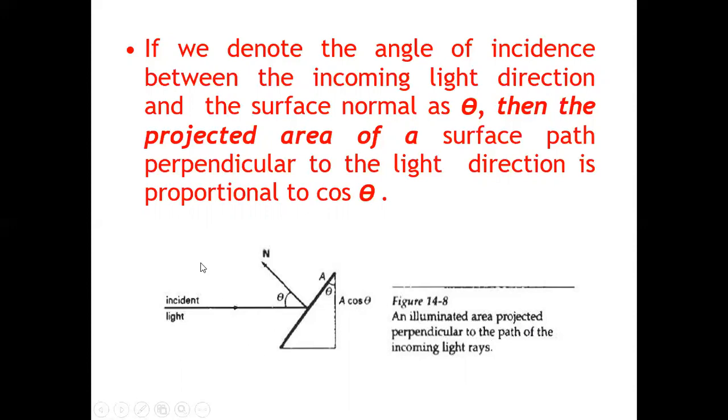An illuminated area is projected perpendicular to the path of the incoming light rays. The incident light is hitting an object, and we draw a normal at 90 degrees to that surface. We say the incident light makes an angle theta. Then the projected area of a surface patch is calculated using Lambert's law, which is cos theta. Lambert's law states that it is always the cosine of the angle, so the projected area will be A cos theta. That is the area.